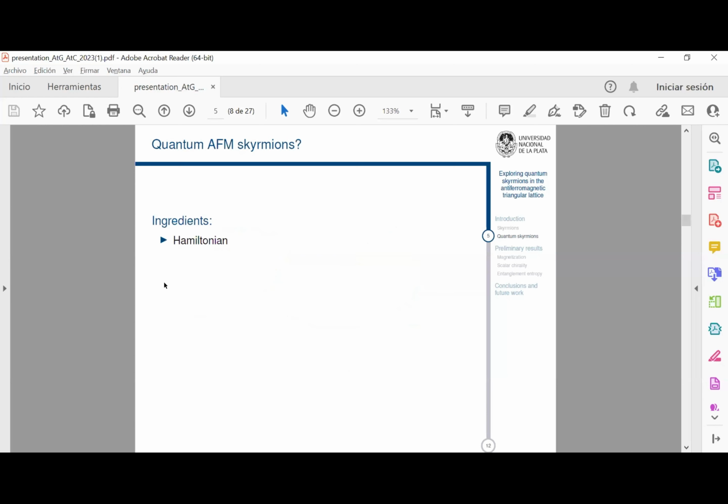And so to do that, we need different ingredients to actually reach, or at least try to reach, this conclusion. We have to define the Hamiltonian we were going to use, which is pretty similar to the one I was showing you in the first slide. In this case, we're considering the exchange interaction to be antiferromagnetic, and so the parameter J is positive.